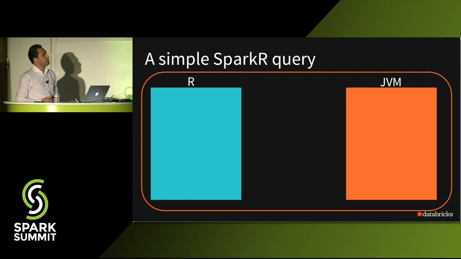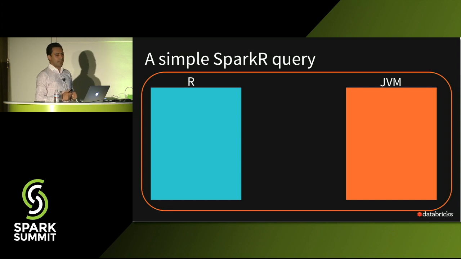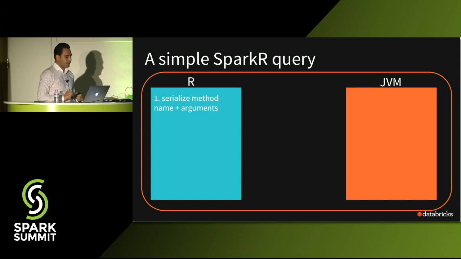I call it a simple SparkR query, because everything that is of interest to us is happening on the driver. I'll talk about the more complex version where we end up dealing with workers as well. For a simple SparkR query, the user will type the SparkR call inside their terminal, inside the R process. Let's say calling count on a data frame. The SparkR package will grab the name of the method and the arguments and serialize them into a message. And then send that message over the network to the backend.